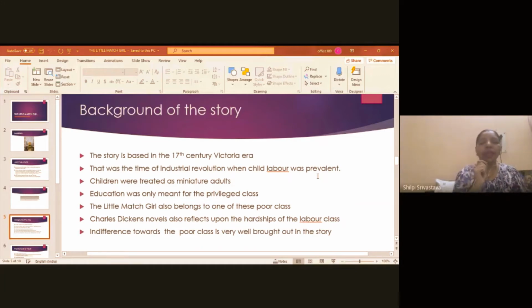So what is the main theme of the story is two things. First of all, the plight of the children of the poor families, and the second thing, how society had become so indifferent towards this poor class. They did not care for these poor people. They had become very self-centered and selfish. So let's proceed with the story.